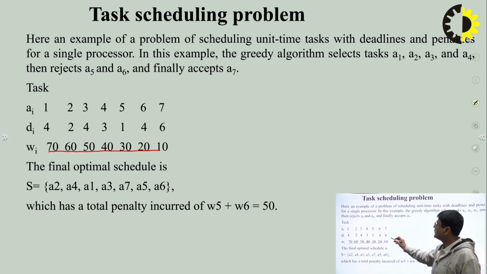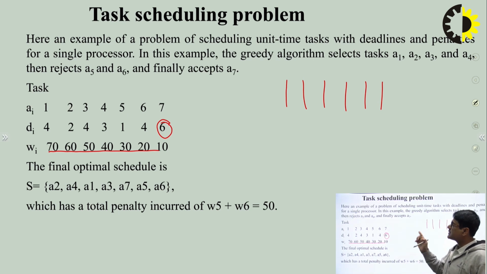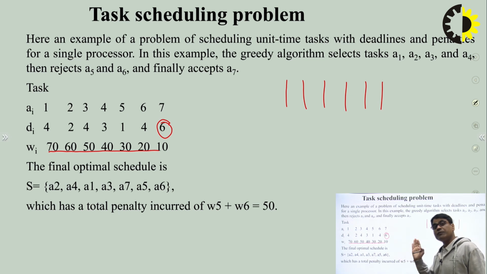You will see that the total number of time units given for the tasks is 6. So we have to write down these 6 lines, and we have to accommodate each task in a particular time unit. For example, task 1 can be executed at most before time frame 4, meaning it can be executed by unit time 1, by unit time 2, by unit time 3, or by unit time 4.